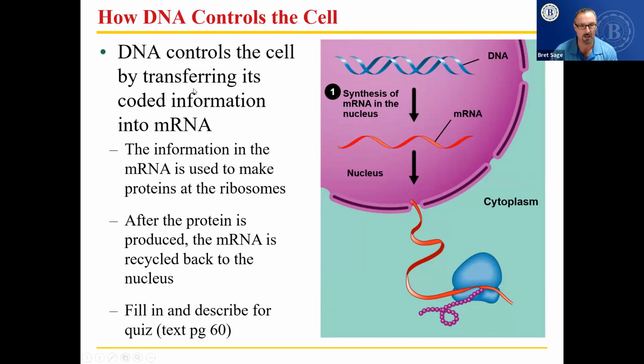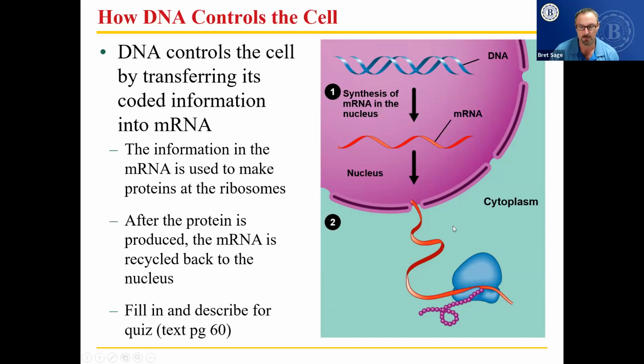Okay, DNA controls the cell by transferring its coded information into messenger RNA. So here's a picture showing DNA in blue. And this is the process of converting a piece of DNA into a copy of messenger RNA. So this process is called transcription. So it makes a copy of a small section, which is coding for a particular protein. After the protein is produced, the messenger RNA is recycled back to the nucleus. So after it's all done doing its job.